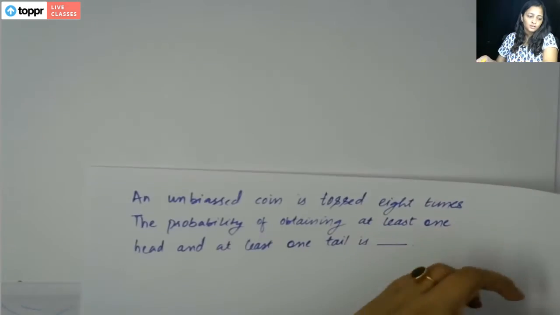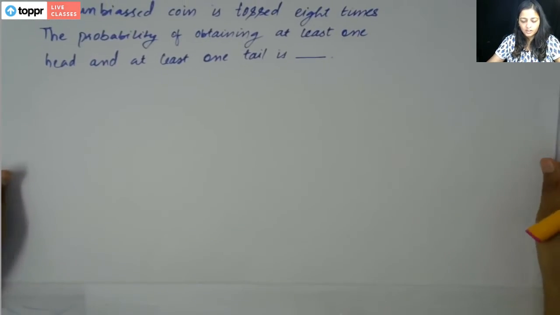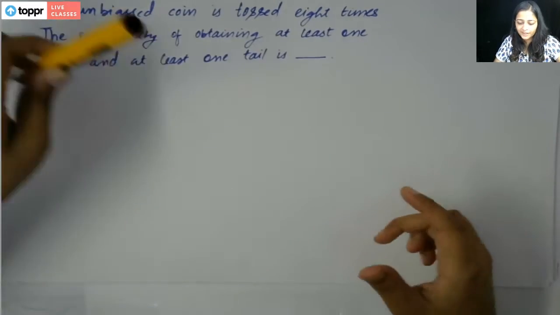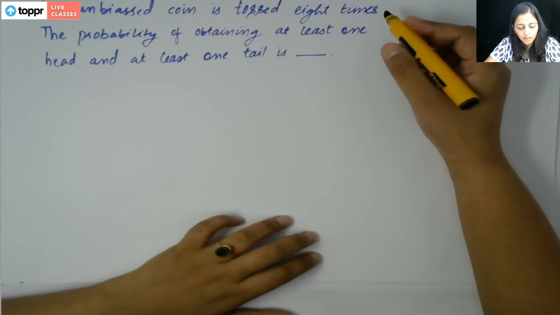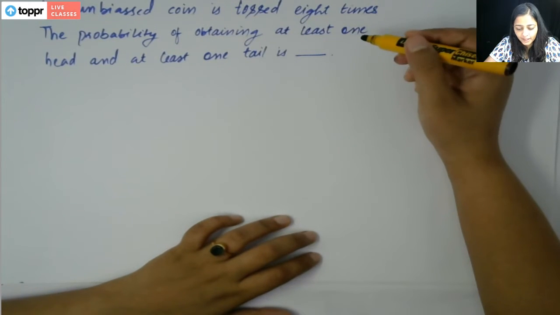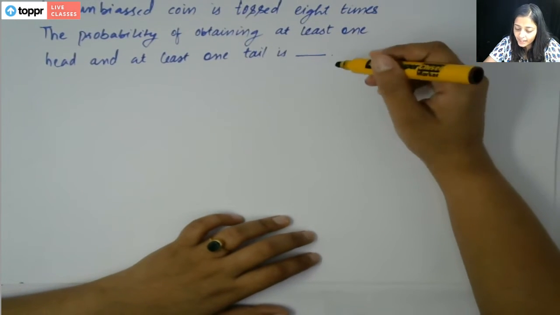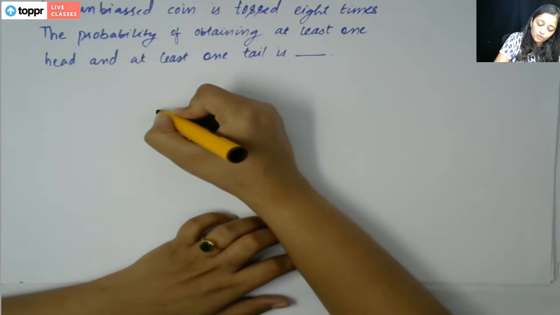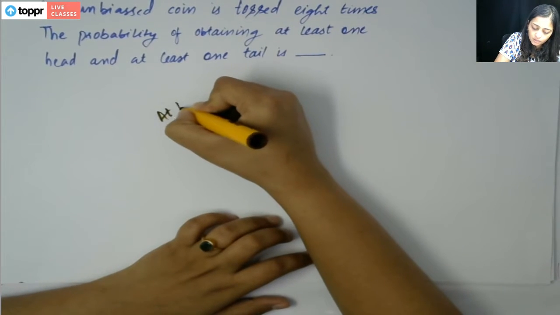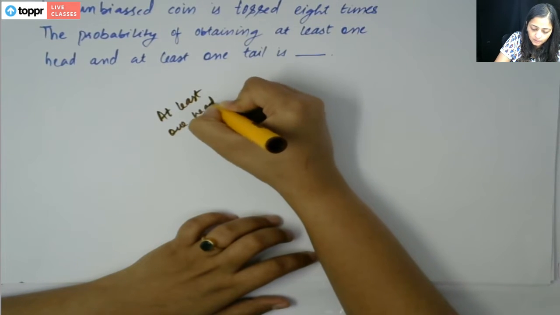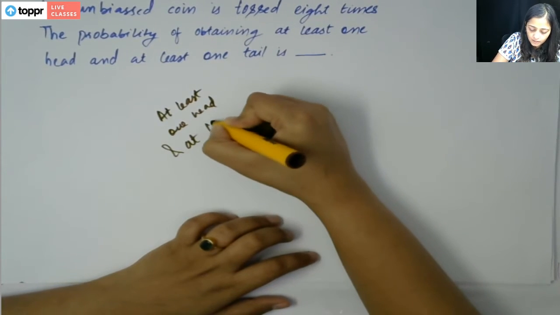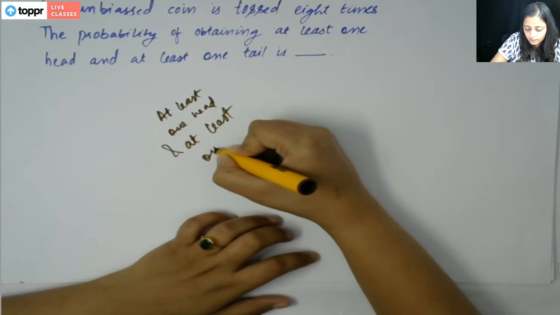So we have a next question. It states that an unbiased coin is tossed 8 times. So we have been tossing a coin 8 times. The probability of obtaining at least one head and at least one tail is? So we need at least one head and at least one tail.